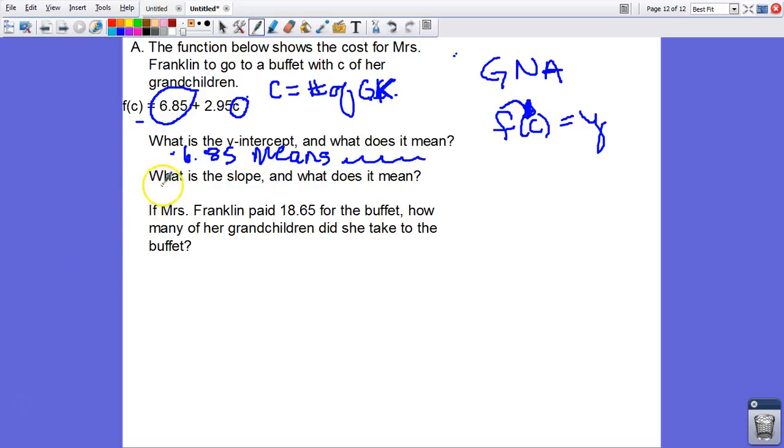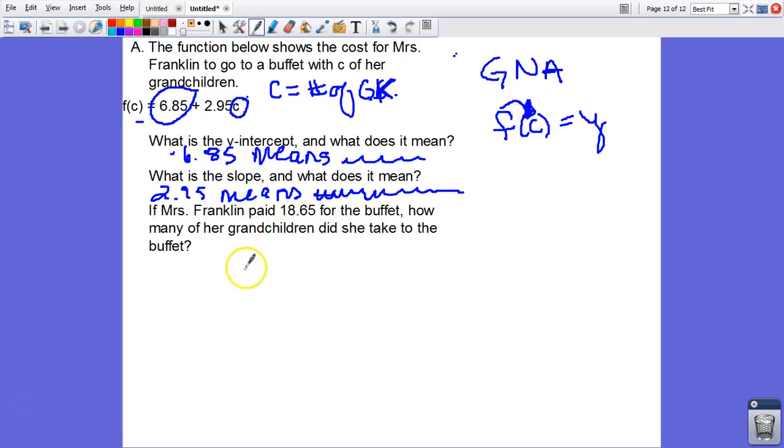What is the slope? That's the 2.95. So 2.95 means, and you guys probably already have this figured out, that is how much it is for every kid to eat, right? So if she takes 5, it'd be 2.95 times 5. If Miss Franklin paid $18.65 for the buffet, how many of her grandkids did she take for the buffet?